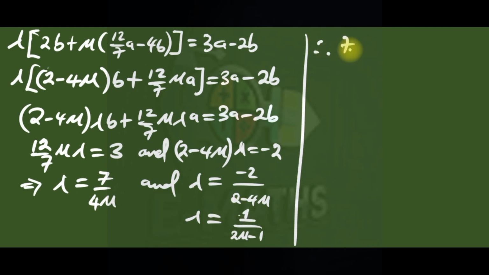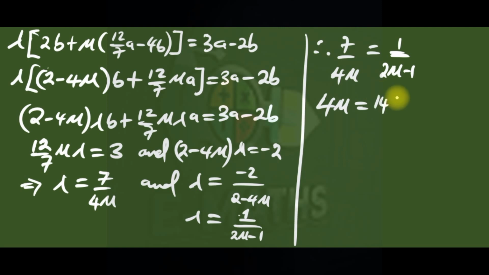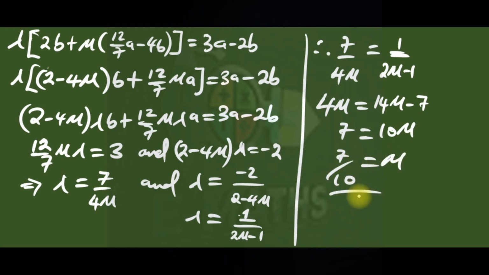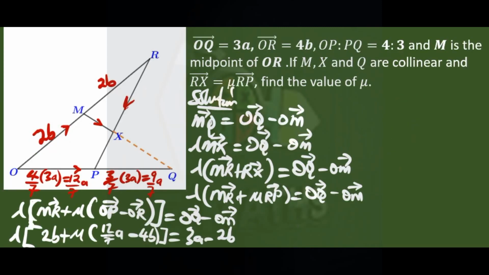Therefore, 7 over 4 mu is equal to 1 over 2 mu minus 1. So if you cross multiply, I have 4 mu is equal to 14 mu minus 7. If you collect like terms, we have 7 is equal to 10 mu. Therefore, mu is 7 over 10. So that's what we were asked to find. I just introduced lambda to make our solution fast. So that's the solution, 7 over 10. Thank you.